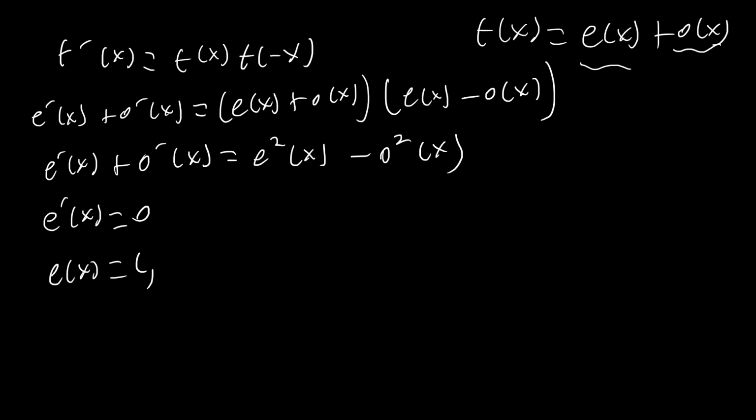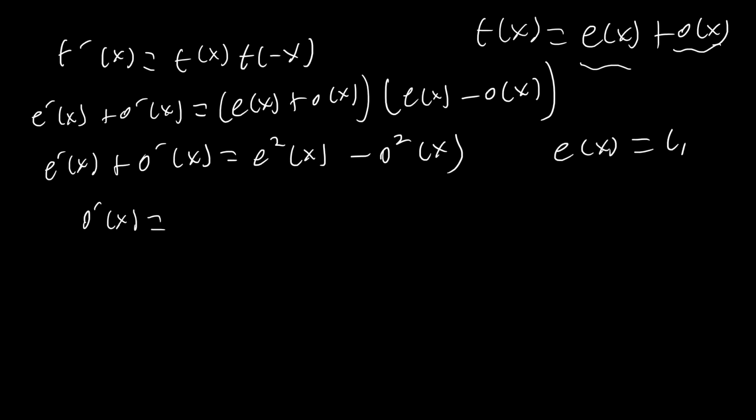So we can go ahead and plug that into our equation. We're going to end up with two very different situations here, depending on if c1 is 0 or not. So first, let's look at the case where c1 is not equal to 0. O prime of x. So again, e of x equals c1. So we're going to have c1 squared minus O squared of x. I'm just going to convert this into y notation so that it's easier to look at. y prime equals c1 squared minus y squared.